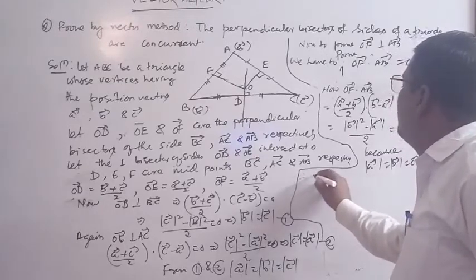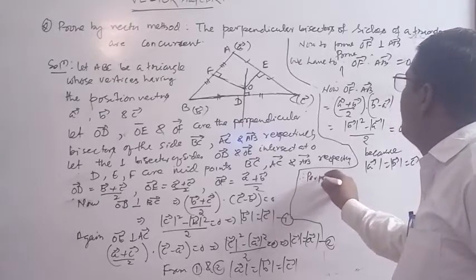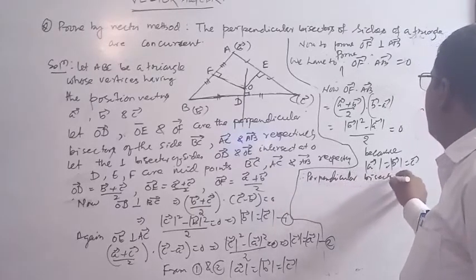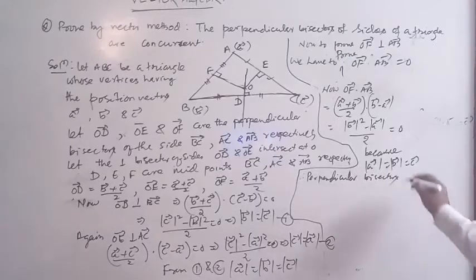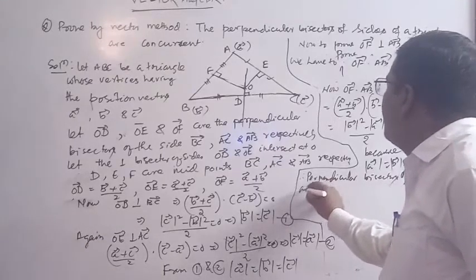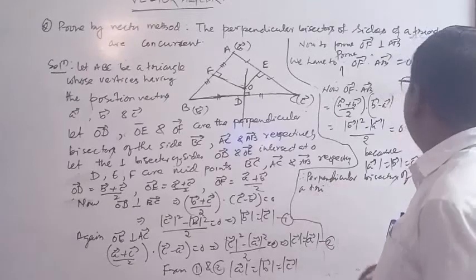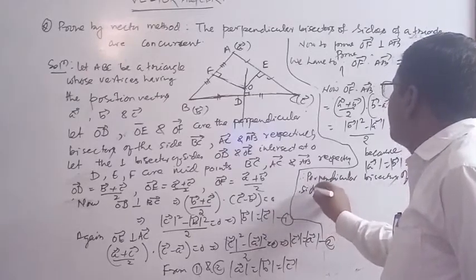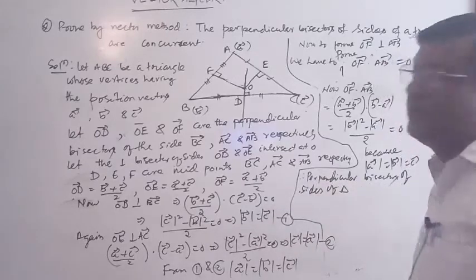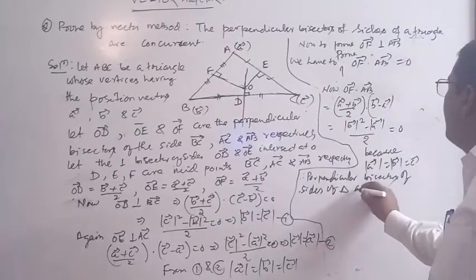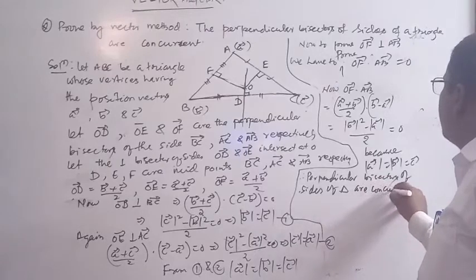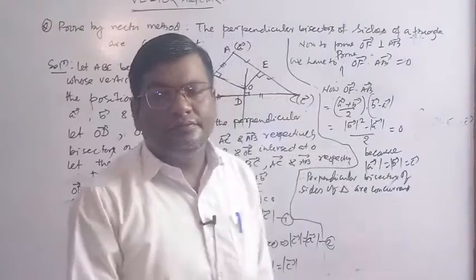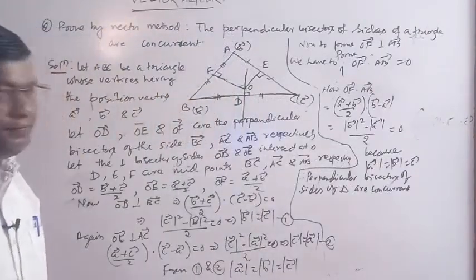Therefore the perpendicular bisectors of the sides of a triangle are concurrent. This is the proof of this question. Okay, now let's see another example question.